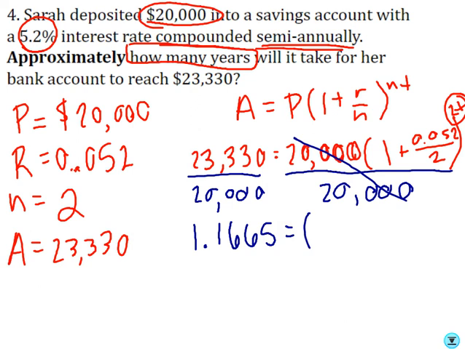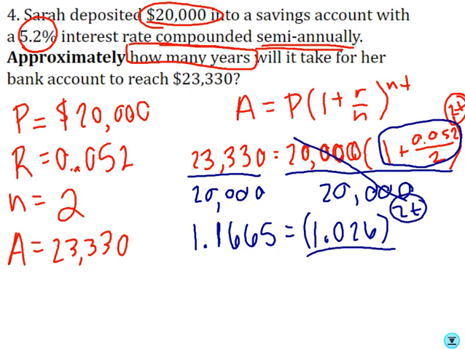1.1665 is equal to parentheses. Now I'm going to go ahead and evaluate this 1 plus parentheses 0.052 divided by 2 in my calculator. So this right here gives me 1.026 to the 2t. And now this should look kind of familiar format-wise, in that I have a base to a power, and we have no idea if 1.026 to any power can get me 1.1665. So we're going to put it into log form.